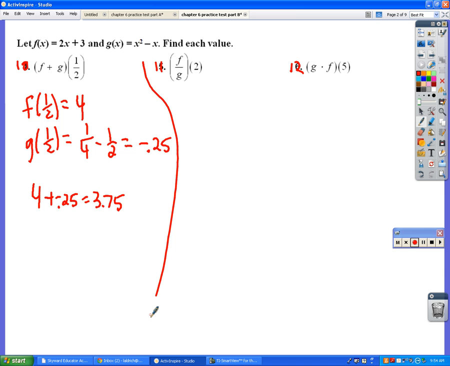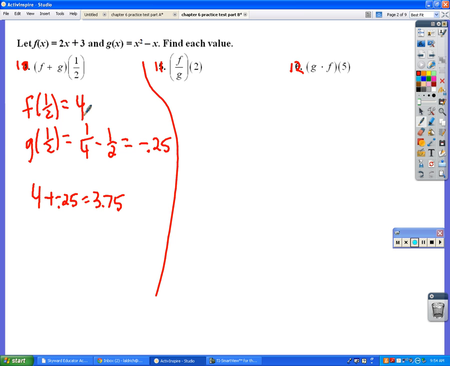So what if my answer is 15 over 4? Is that right? 15 over 4 is 3.75, so that'll work. Where'd the 4 come from? Because I put 1/2 in here for x. So 2 times 1/2 is 1, and then 1 plus 3 is 4.